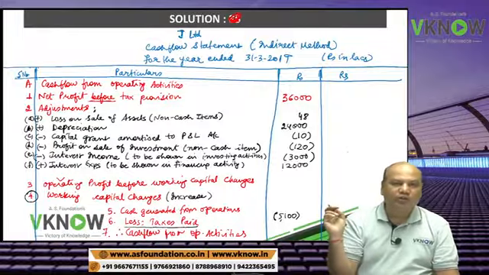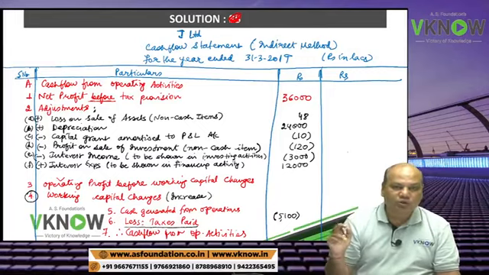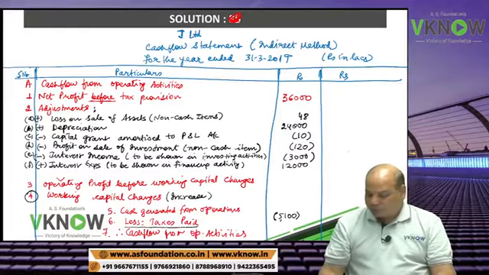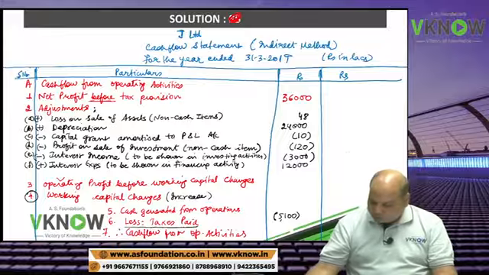How will you invest in working capital? How will you buy stock? You will buy stock only if you invest cash. So therefore there is a cash outflow when working capital increases, and the answer is 67290 in bracket.